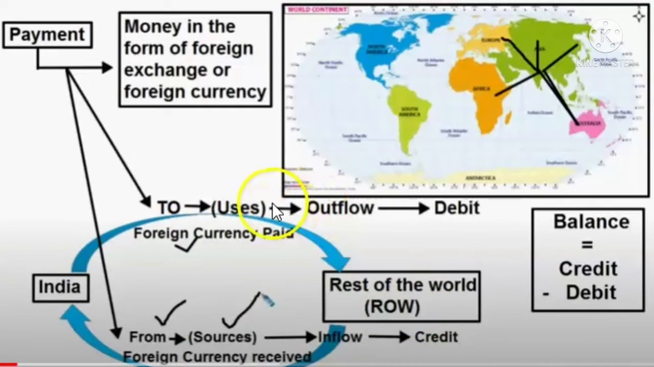When we are paying to other nations in the form of foreign currency, it is an outflow. So it is entered under debit. Inflow is entered under the credit side. Here foreign currency is paid by us. So balance is equal to credit minus debit. That is how we calculate or adjust the equation.